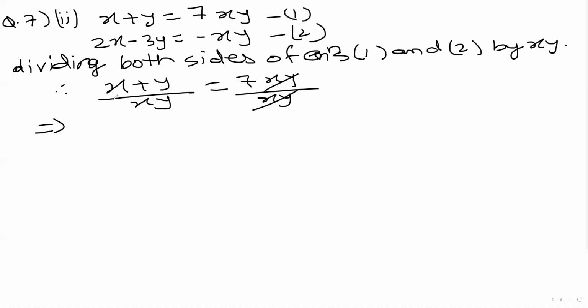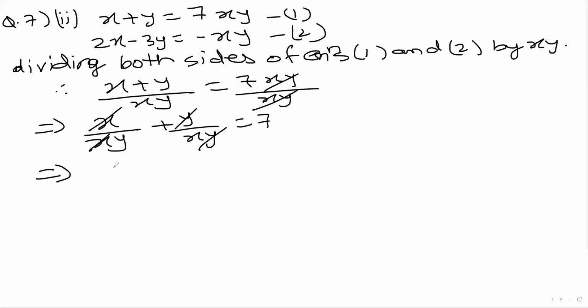If you separate the denominator, you get x upon xy plus y upon xy is equal to 7. So here x will get cancelled, the common factor. Here y will get cancelled. So in fact, what do you get? You get 1 upon y plus 1 upon x is 7. Do you understand what I'm trying to say? Yes, sir.